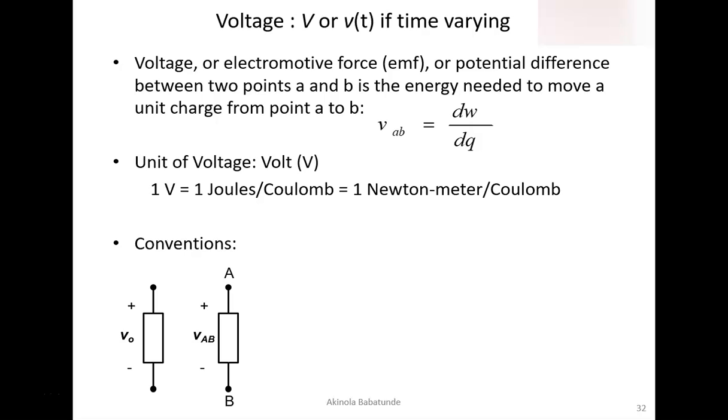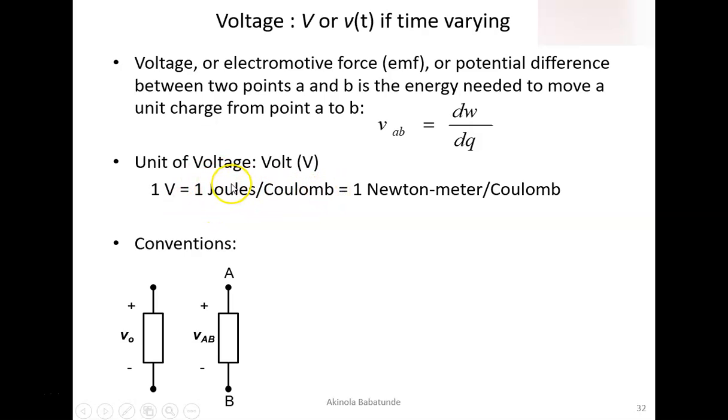VAB will be equal to dW/dQ, where W represents the work done or energy, and Q represents the charge. The unit of voltage is the volt, and since W is work done or energy, that will be joules, and Q is coulombs. So 1 volt will be equal to 1 joule per coulomb.